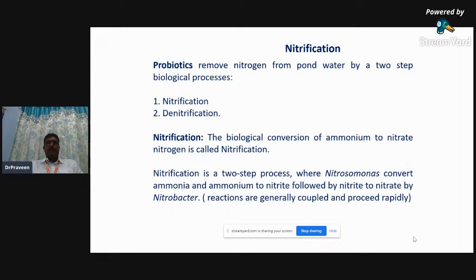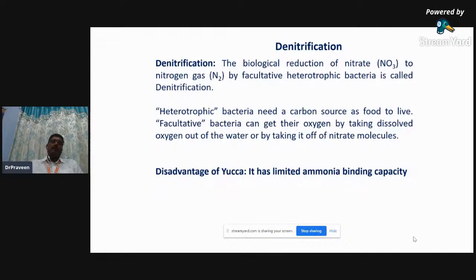In the nitrification process, Nitrosomonas and Nitrobacter, both bacteria, work as a coupled process. They convert ammonium to nitrate, which is less toxic. Ammonia is toxic, nitrate is less toxic, and sometimes it will be helpful to the growth of the algae also.